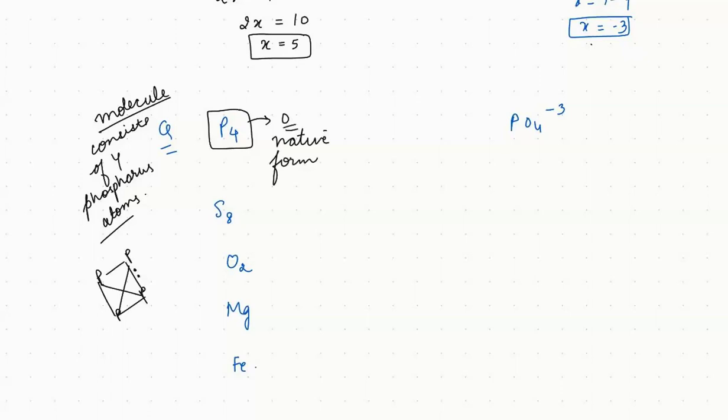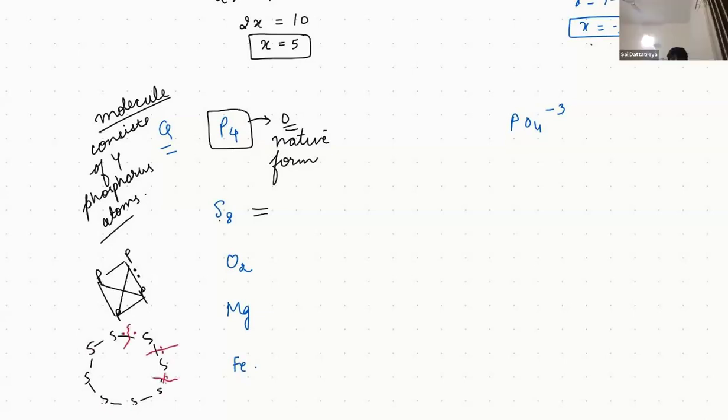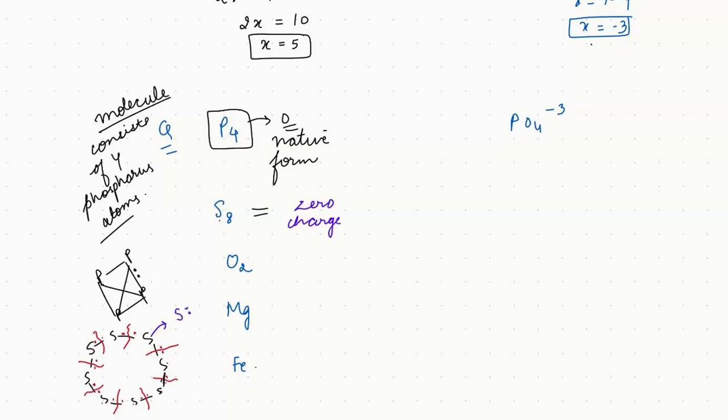Now when I say S8, all the sulfur atoms are joined to each other. So when this molecule breaks and all sulfur comes out of it, what is happening? 1, 2, 3, 4, 5, 6, 7, 8. The 2 electrons remain exactly in the center. So every sulfur carries a 0 charge, because when it comes out, it is exactly neutral, carrying its own electrons with itself.